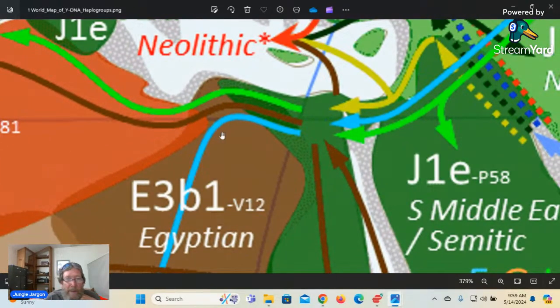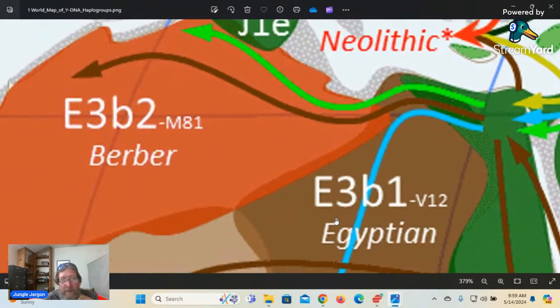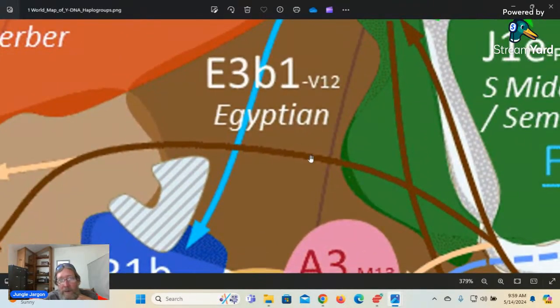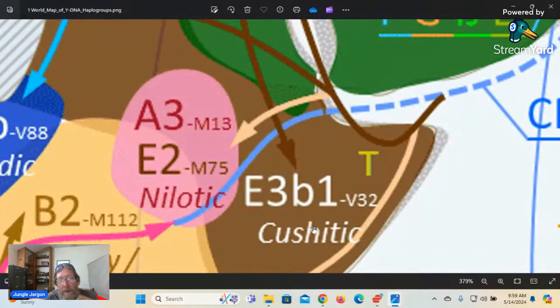And of course, it's apparent that they were pushed farther to the west by Mitzrayim, which is E3. So the Berbers are Mitzrayim still, E3. V12 is E3, and these down here, this V32, is E3. But the Cushites are not E. The Cushites are A, B, and C.